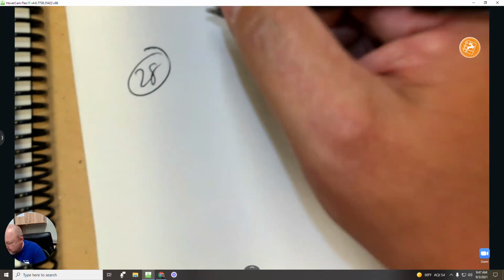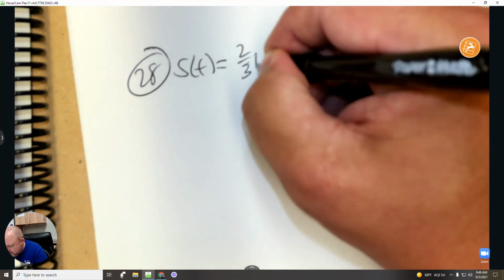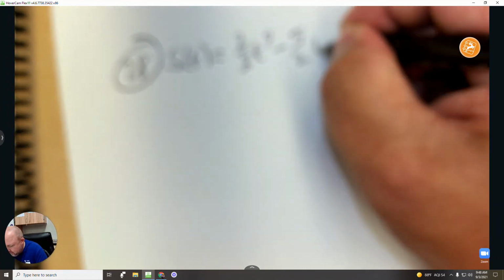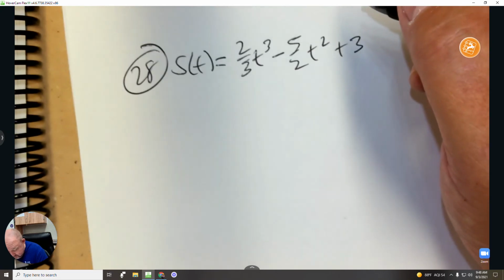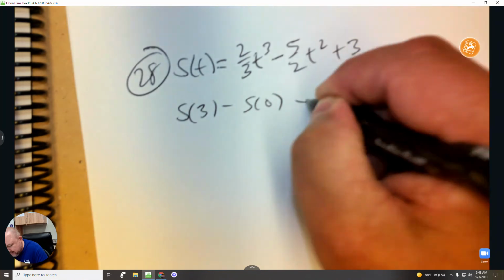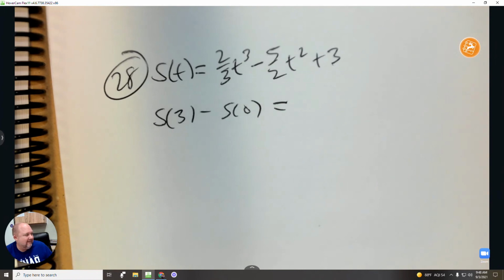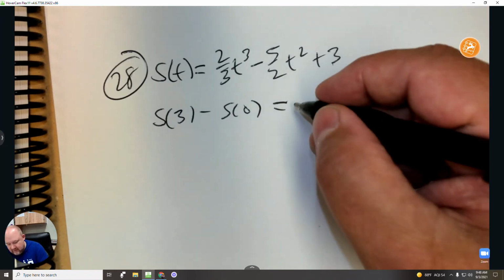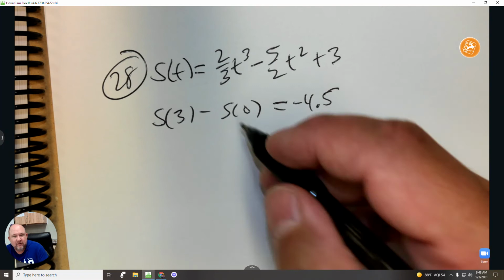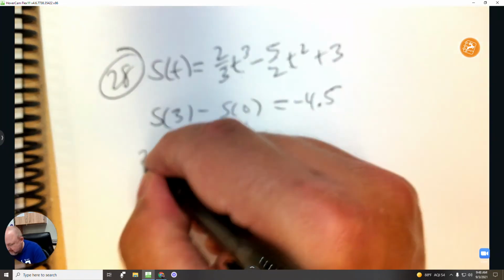Number 28, we're almost there. Barely at half an hour. No biggie, right? So number 28, the position function, s of t, 2/3 t cubed minus 5 over 2 t squared plus 3. It says find the displacement between 0 and 3. So that's what this is ultimately. So you plug in 3 and plug in 0. I would use a calculator. If you did that, the answer is just negative 4.5. So you're plugging 3 in, plugging 0 in, and then do the math. You can use a calculator to see.